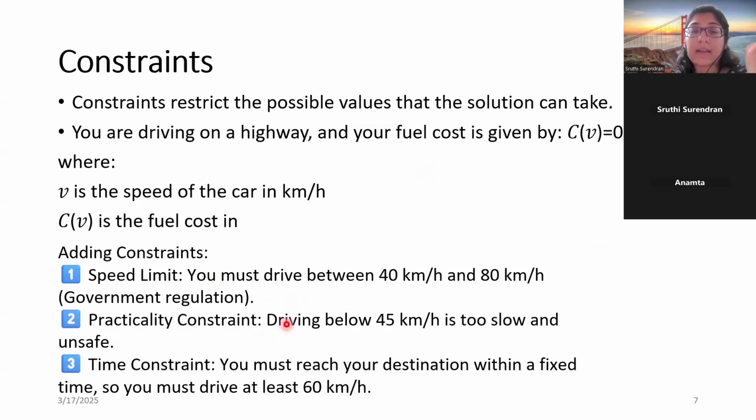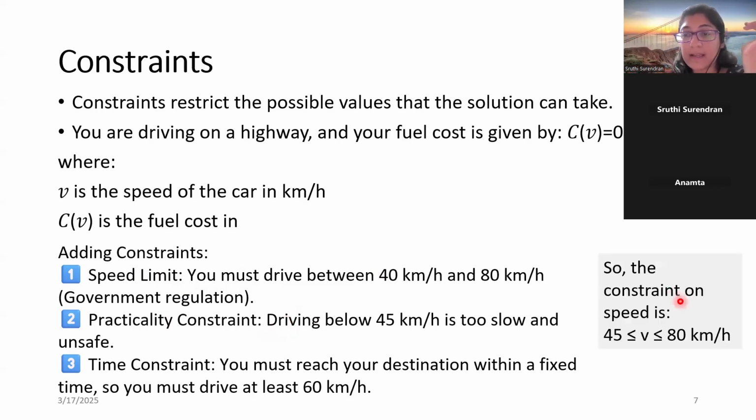In such a case, the limit between which the speed has to stay can be given as: the speed has to be greater than or equal to 45, because driving below 45 is too slow, which is a practicality constraint. So we restrict the lower limit of the speed to 45, and we cannot exceed 80 kilometers per hour. And here, although there is the time constraint, they're saying you must drive at least 60 kilometers per hour.